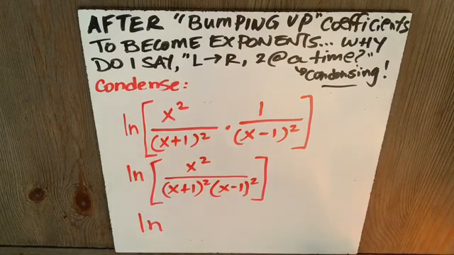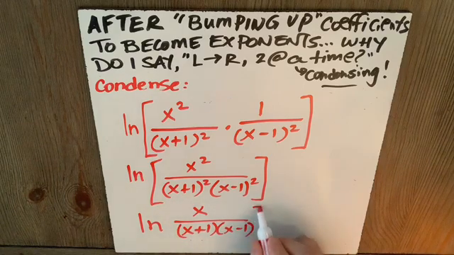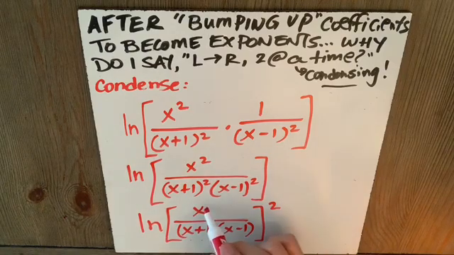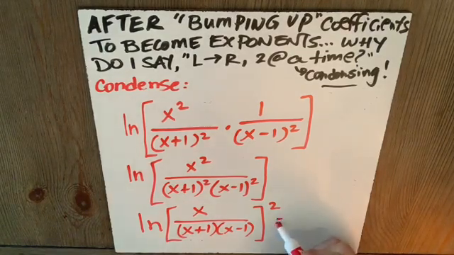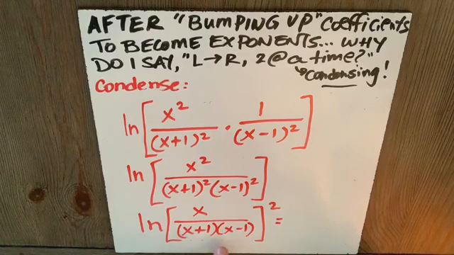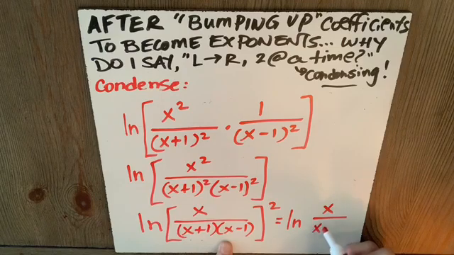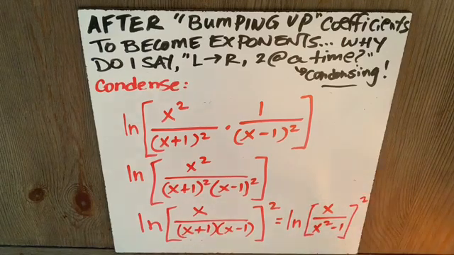which we of course could write x over x plus 1, x minus 1 squared. Now, that would, of course, go squared there, squared there, squared there, if you're following the rules of algebra. And if you wanted to write this as a difference of perfect squares, this would be natural log of x over x squared minus 1 squared.